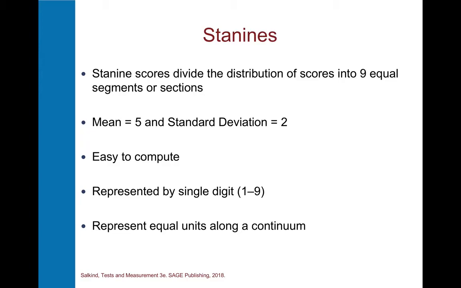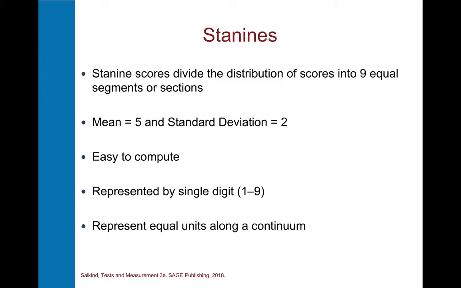And to make things a little bit more comparable across the segments, each of the 9 Stanines represents 1/2 of a standard deviation. Except for Stanines 1 and 9, which are just a little bit smaller, but pretty much everyone else is about 1/2 of a standard deviation.